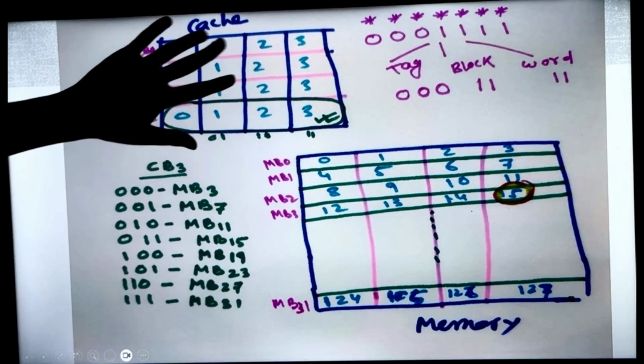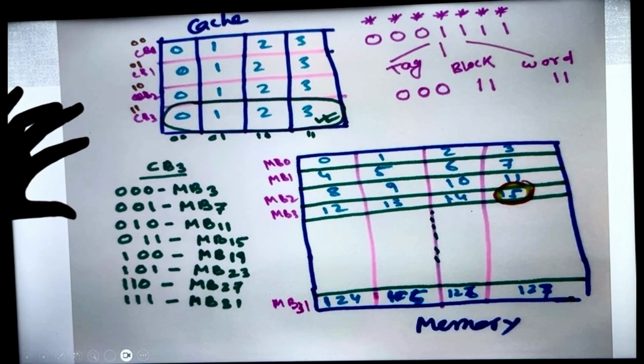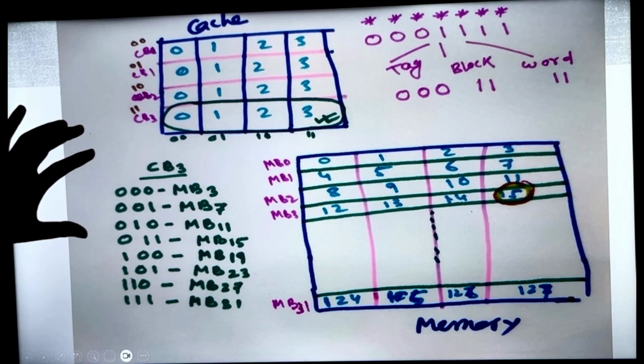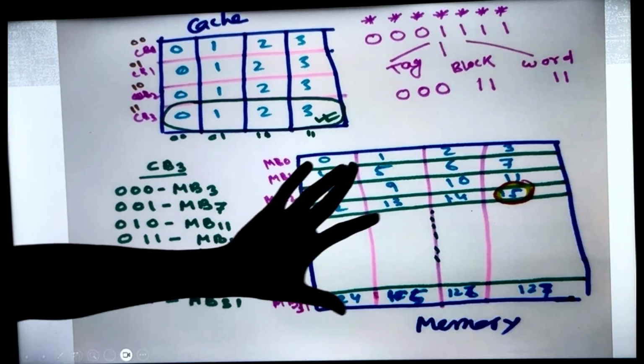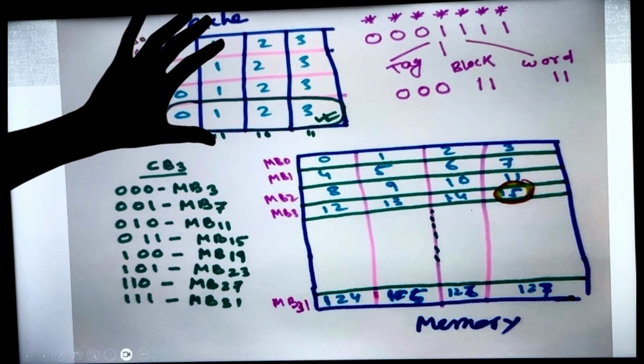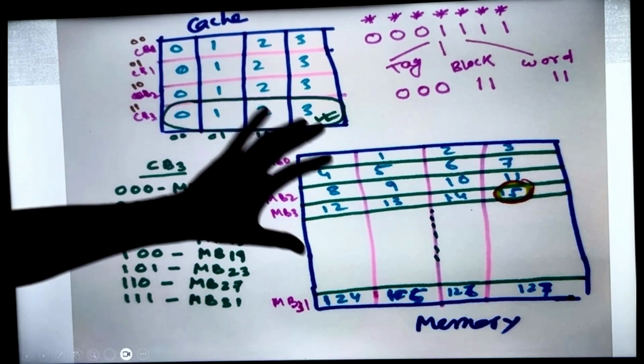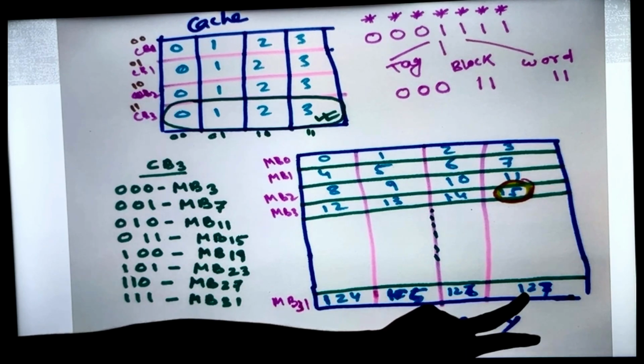Now forget about cache for a few minutes. If your processor is asking for some information from memory, it will generate the address based on the main memory, not based on the cache. You understood that? It means I have a total of 128 different words, right?